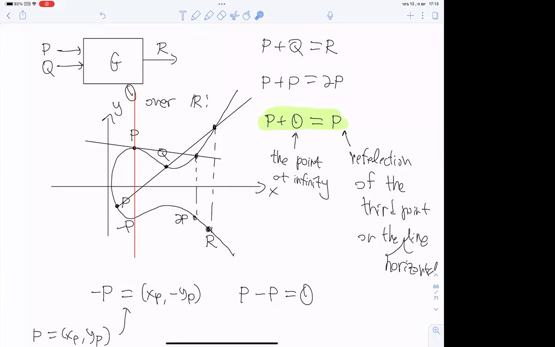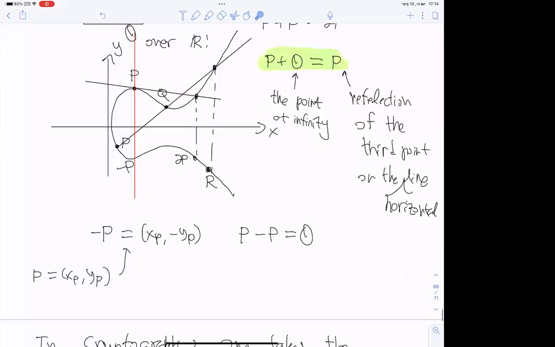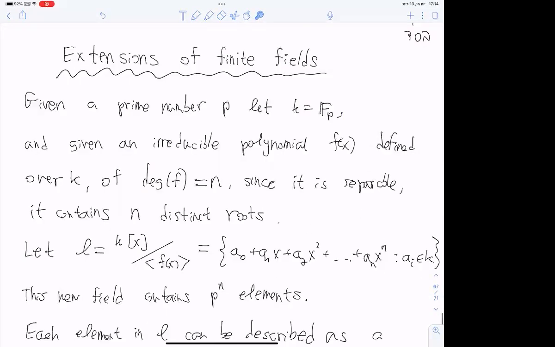But now, how do we find the coordinates of R? We have two cases. One case is when P and Q are distinct. So we have to find the slope of this line. Let me write it.